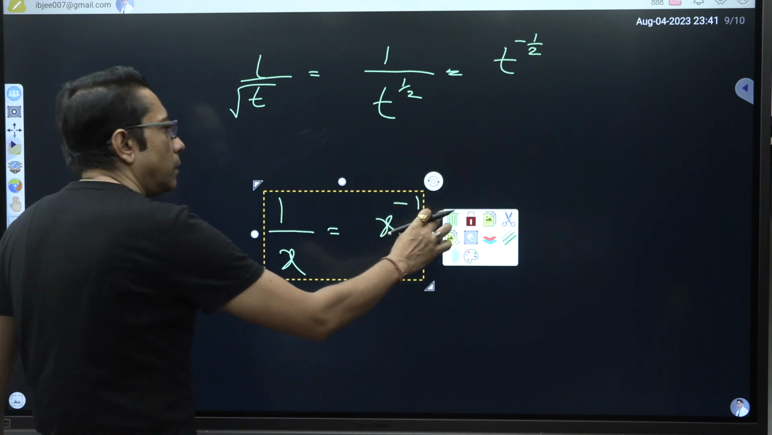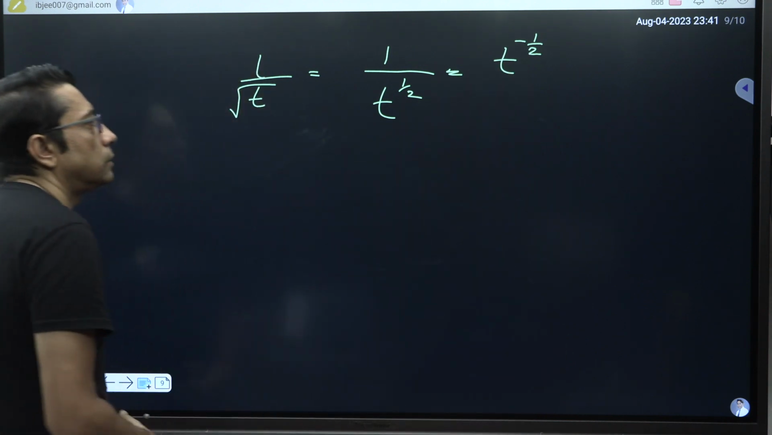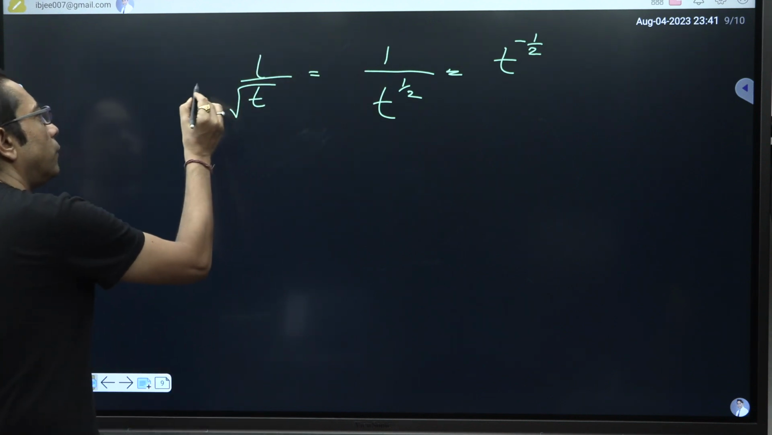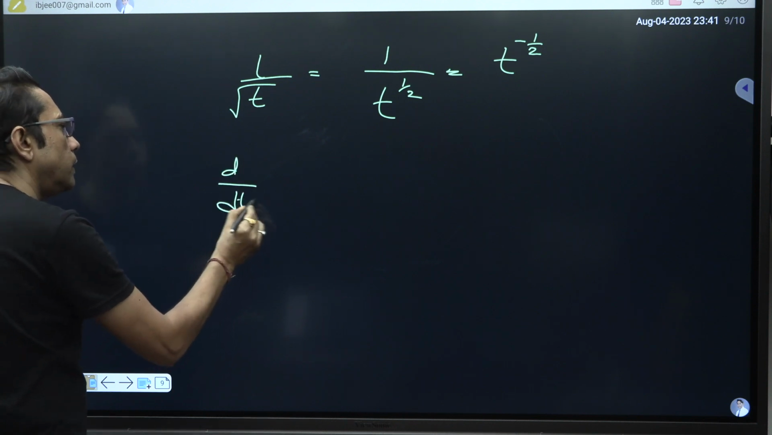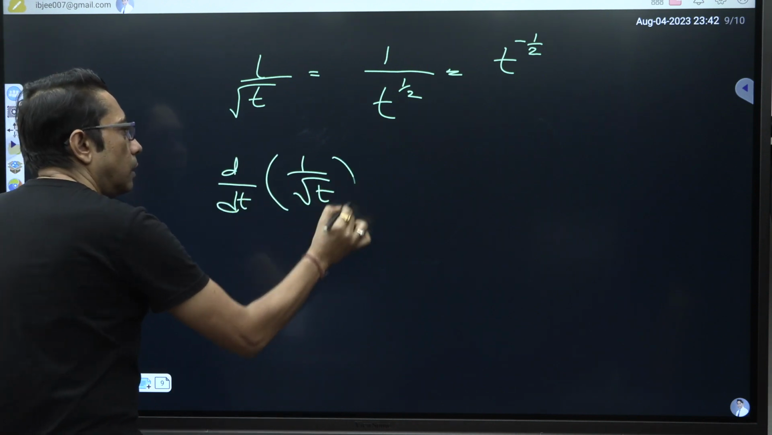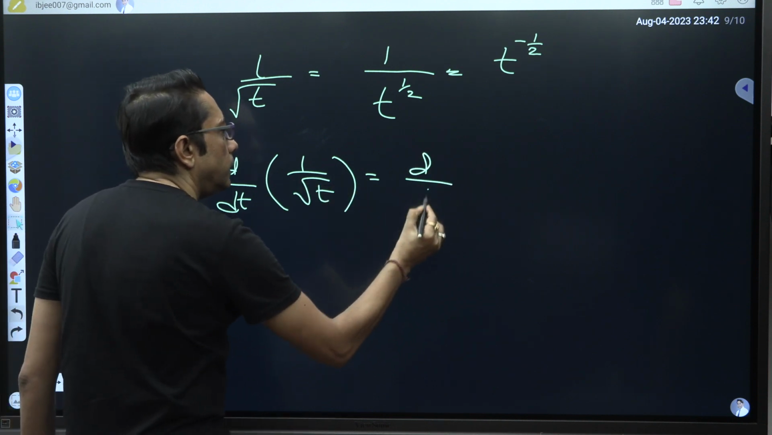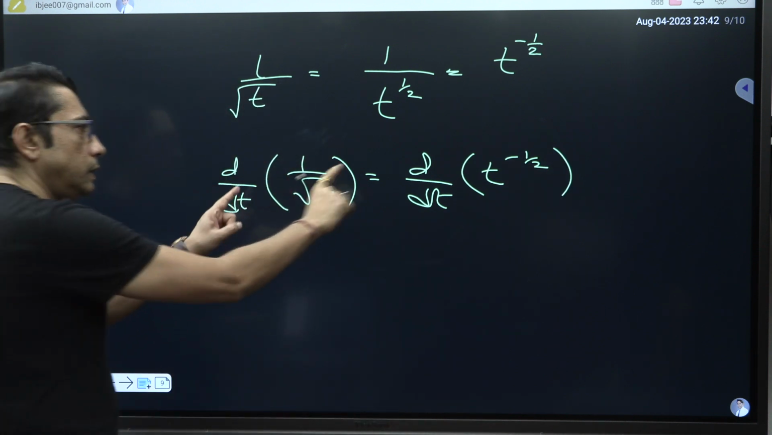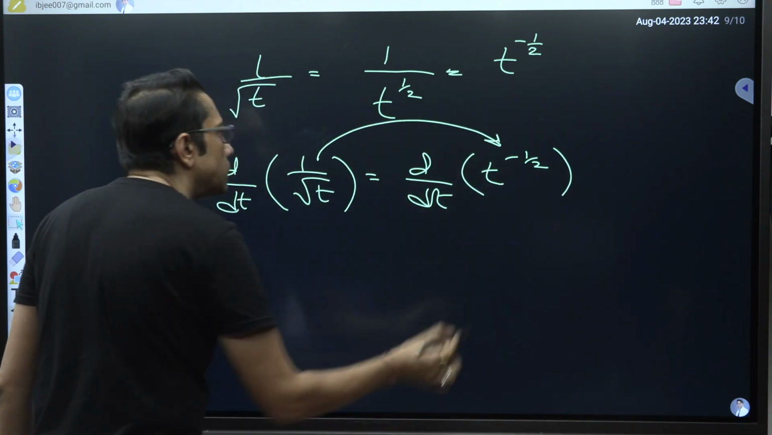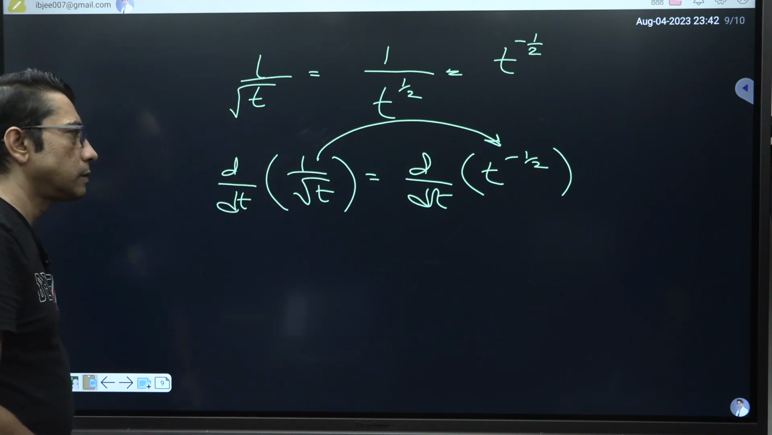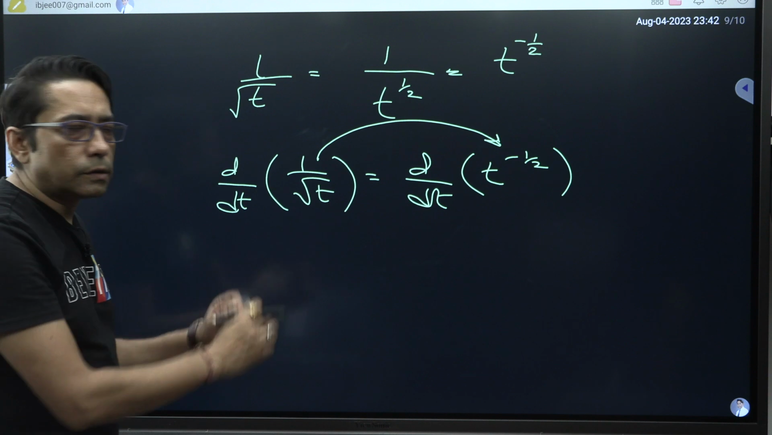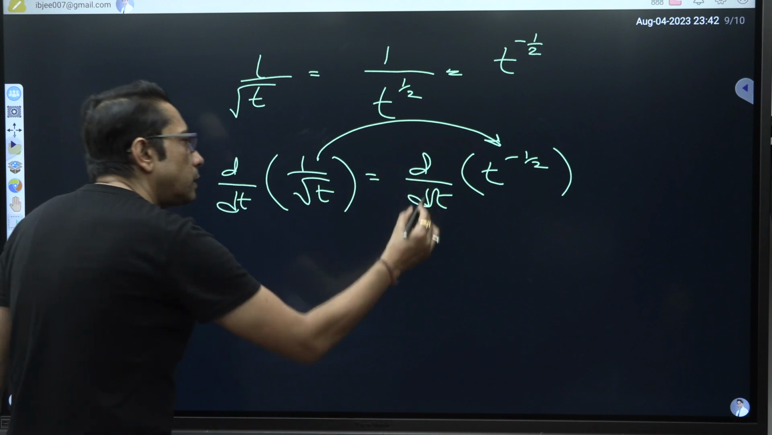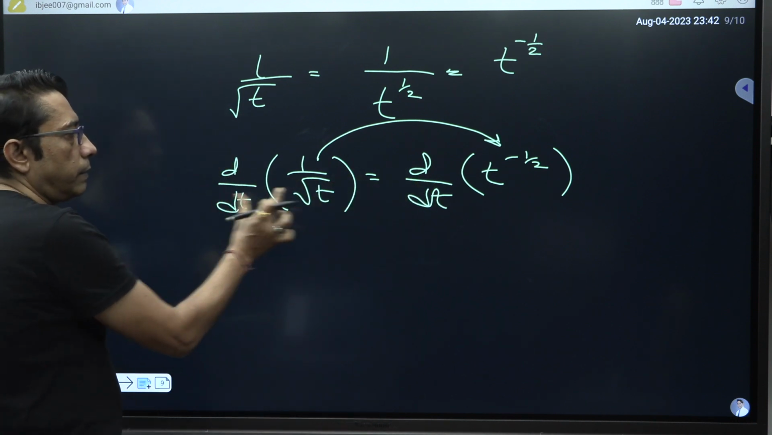So you have to do indices to understand this better. Only this part is the problem. If you differentiate this, the d by dt part is not a problem, 1 by root t. Then we transform this into this form, d by dt of t to the power minus half. If the problem is how this became this, then it is only indices, simple mathematics. I have not even differentiated this yet, I have kept the form the same.